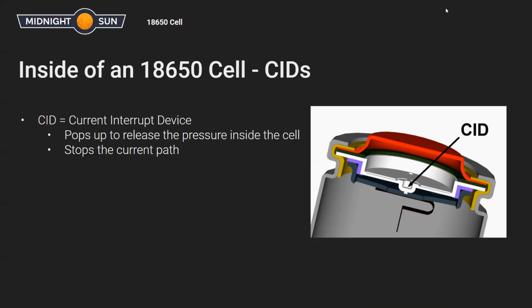The CID stands for a current interrupt device. And you can see it's a little tab there in the middle of the positive terminal. And that connects to the positive side of the jelly roll of the cathode and anode. It connects that to the positive terminal of the battery cell.